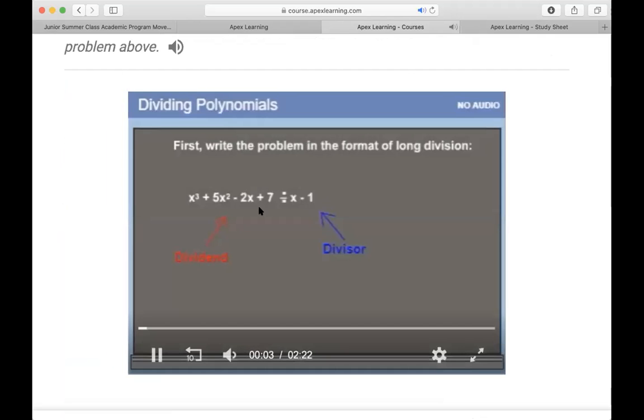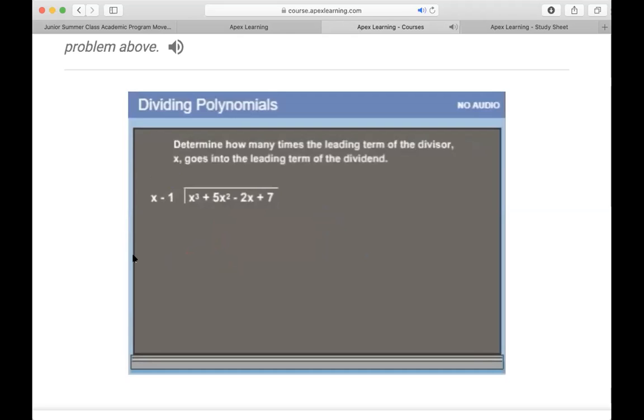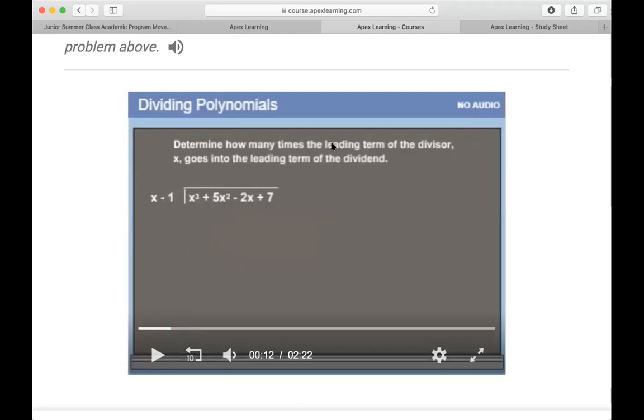Okay, so again, we still have our dividend, we still have our divisor, and then we write it in the same format we've used forever. And then we got to determine how many times the leading term, okay, that's the key there, the leading term of the divisor x goes into the leading term of the dividend. So leading term of our divisor is x. How many times does that go into this first term, okay?